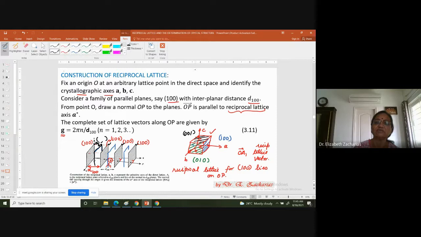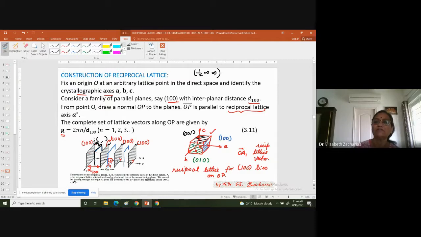Let us write the intercepts. The intercept will be half, infinity, infinity. Half because it is cutting the A axis at half of A. Then infinity because it is not cutting B, and infinity because it is not cutting C. It is parallel to BC.